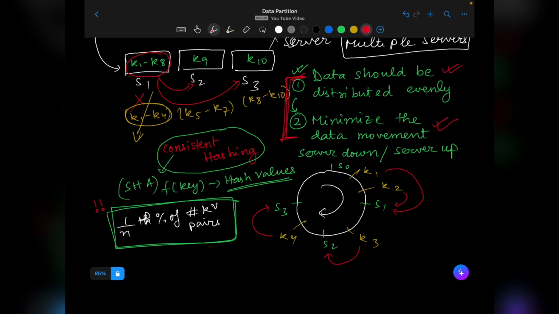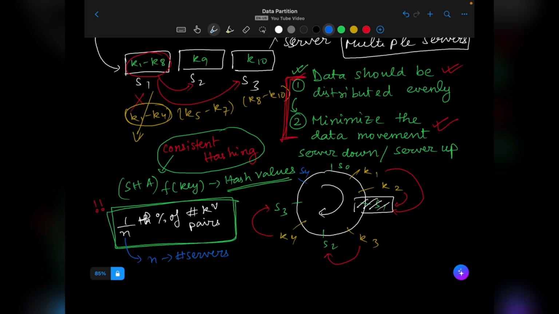Whenever we introduce consistent hashing, you can see the data is being evenly distributed. When server 1 is down, or we introduce another server due to a huge influx of key value pairs, the amount of data we move always boils down to 1/n of the key value pairs. What is 1/n? Here n represents the number of servers. This is simple maths.